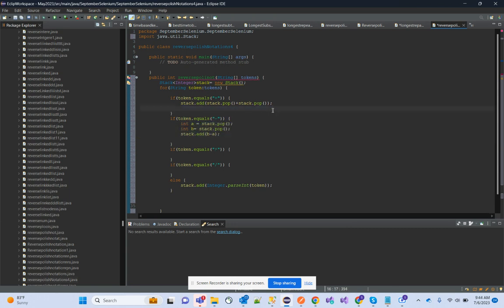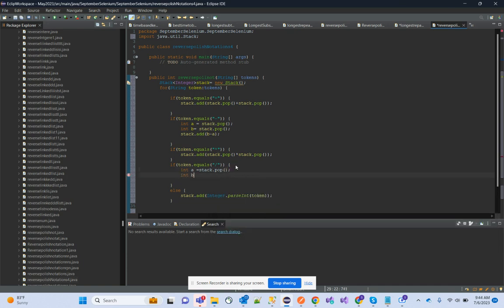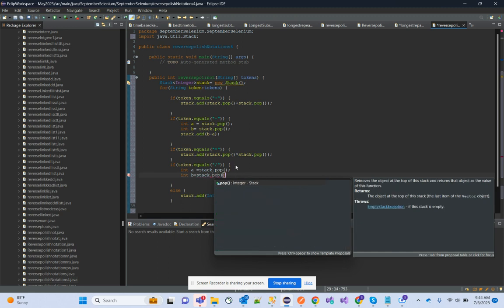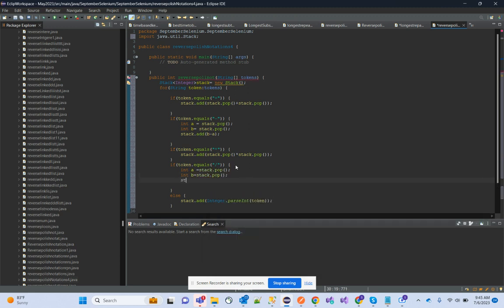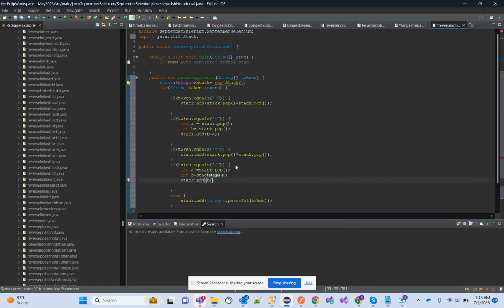Next, for multiplication, again you can use the stack dot add. Same thing. I'm just going to multiply it. So instead of plus, I'm saying multiply. In the division, again you can say int a equal to stack dot pop, int b equal to stack dot pop, and then just divide it, right? Add that in the division, stack dot add b divide by a.